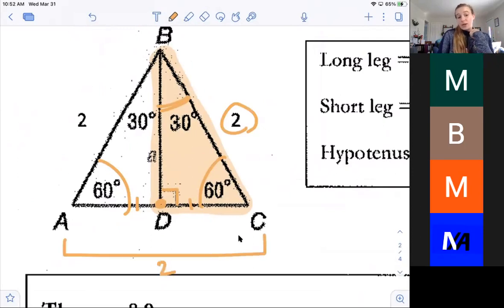I did also tell you that BD is a really special segment because it's an altitude, because it comes from the vertex and makes a 90-degree angle. It's also a perpendicular bisector because it's perpendicular and it bisects AC. It's an angle bisector because it split B into 30 and 30. And I guess technically it's a median because it goes from the vertex to the midpoint on the opposite side. So this is a super special segment.